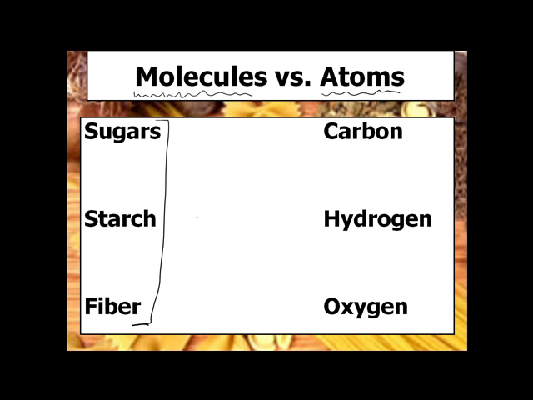Over here, we have some molecules. Molecules would be like a big Lego sculpture. And that big Lego sculpture is made up of individual blocks. And so for the carbohydrates, those building blocks are three different atoms or three different elements. And those are listed on the right. These will be called atoms. These are the individual pieces.